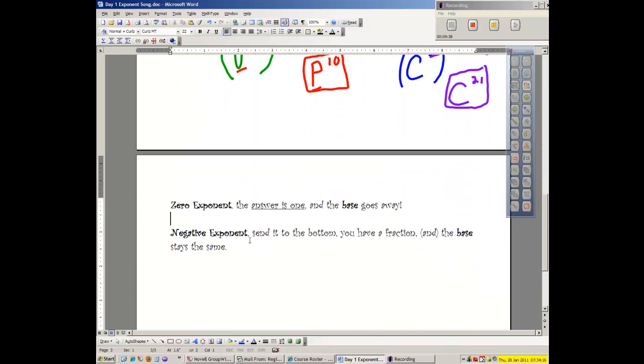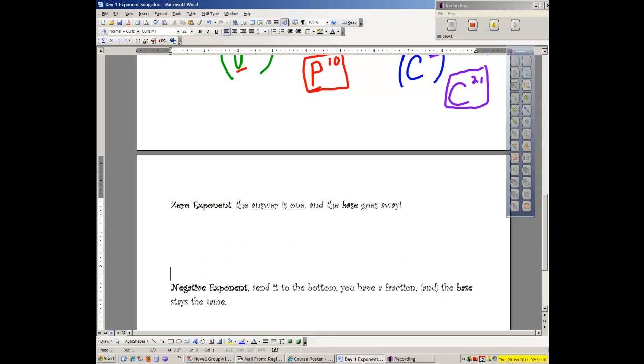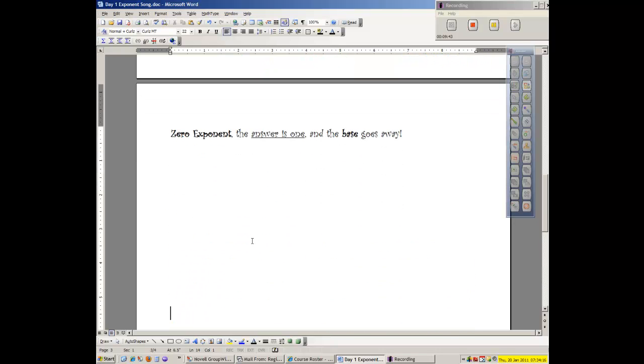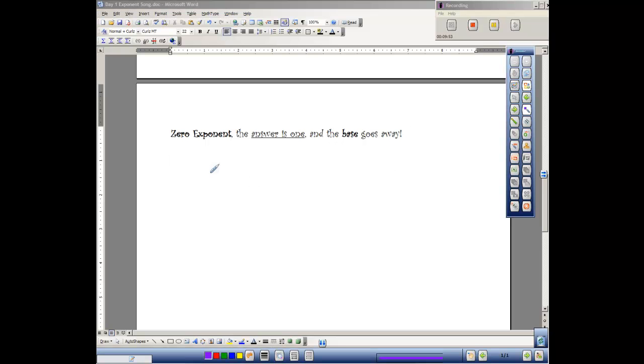0 exponent. The answer is 1 and the base goes away. Well, my goodness gracious, what in the world? 0 exponent. The answer is 1 and the base goes away. Well, I don't know about this one, so let's look at it. If I have x to the 0 power, the base goes away, so I'm not going to have anything for the base. And the answer is 1. So x to the 0 power equals 1.